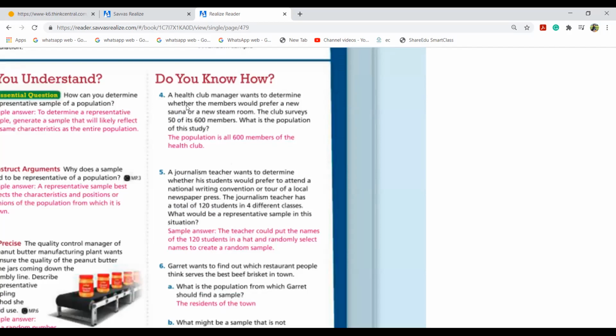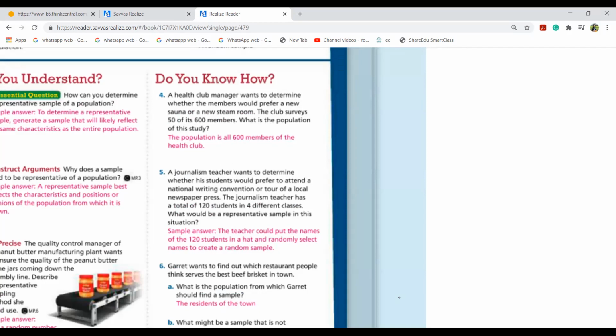A health club manager wants to determine whether the members would prefer a new sauna or a new steam room. The club surveys 50 out of its 600 women. Girls, when I say population, is it 50 or is it 600? What is the meaning of population? It means all of them together. So all of them are 600. 50 are just the selection. So what is your answer?